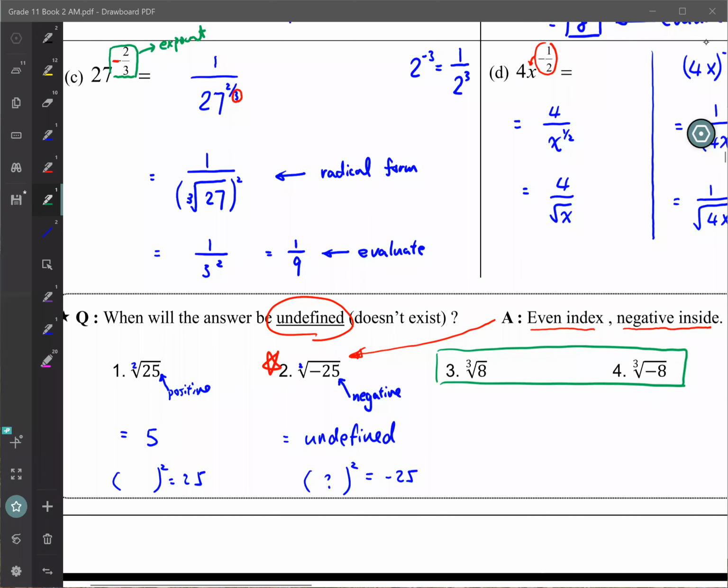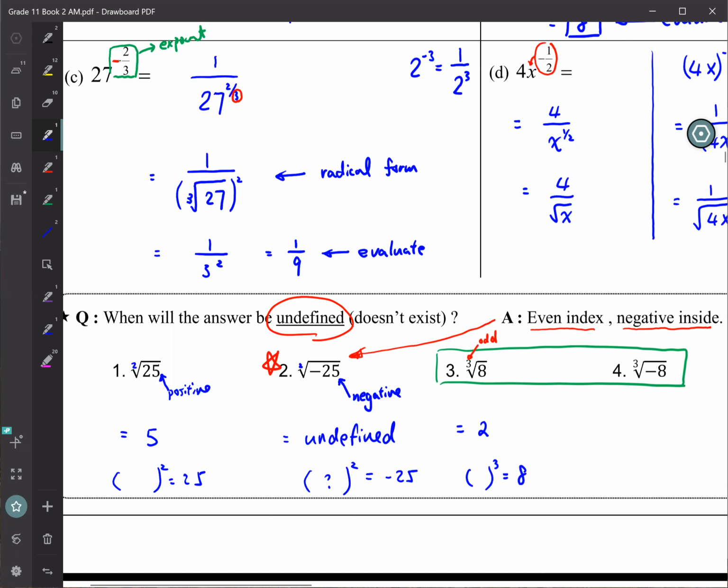Okay, so the third one, we have cube root of 8. Because the index is odd, it doesn't matter if the inside is positive or negative, okay? We can always find the answer. Cube root of 8 is 2, because 2 times 2 times 2 will be 8.